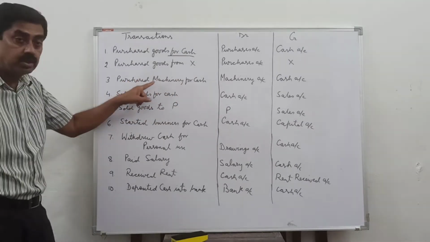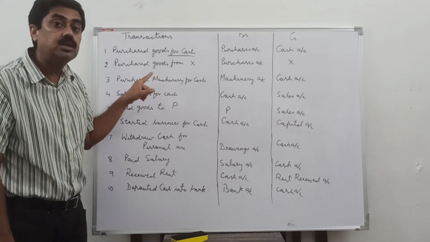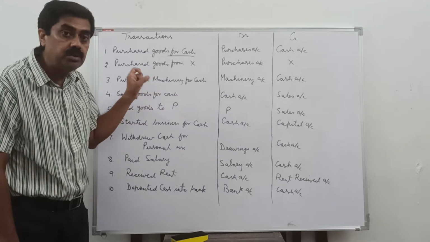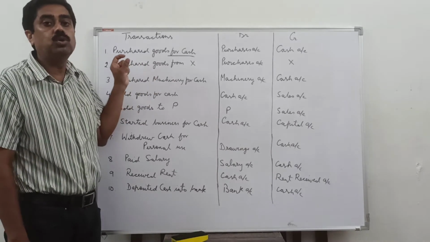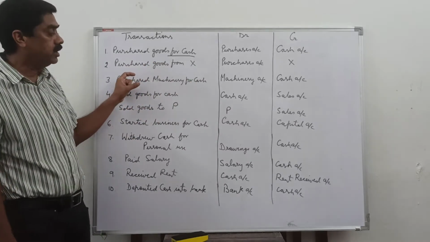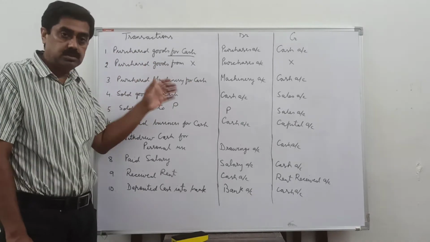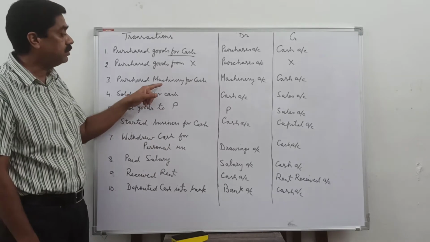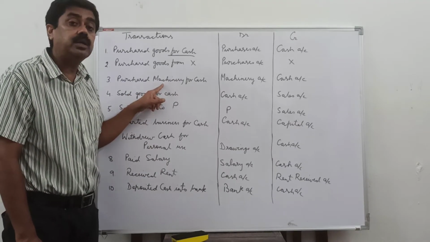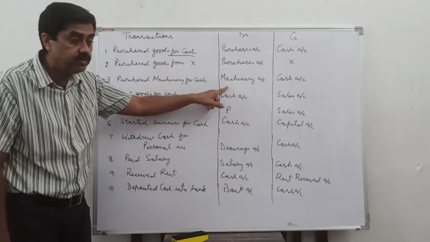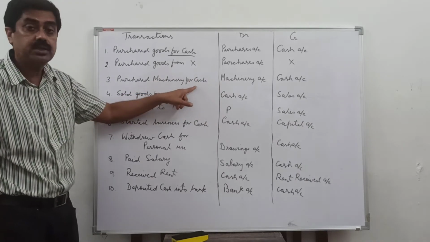Now here the goods is not given, but the name of the particular good is given, machinery. If you are dealing in a machinery business, then you will open purchase account. But if you are not dealing in machinery business but general business, then machinery becomes an asset for the business, because you are going to use it in the business, it will remain in the business. So you open machinery account and the other account will be cash account.